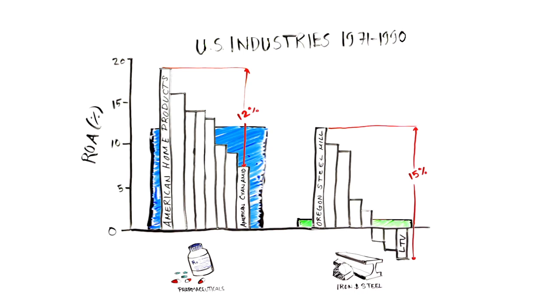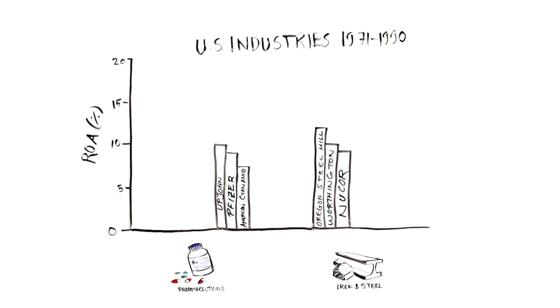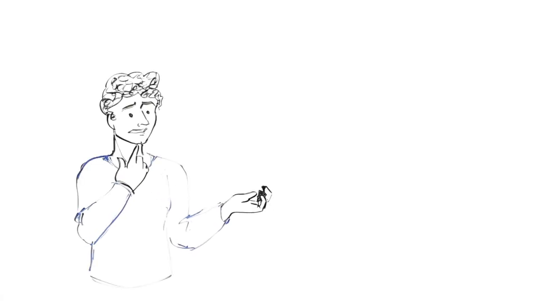What I want to point out here, however, is that the best performing companies in the worst industry actually outperform the worst performing companies in the best industry. Oregon Steel Mills, for example, outperforms three major players in the pharmaceutical industry: Upjohn, Pfizer, and American Cyanamid. So what does this tell us?